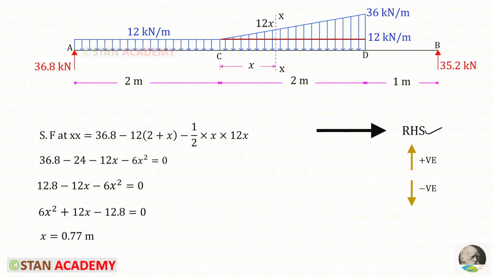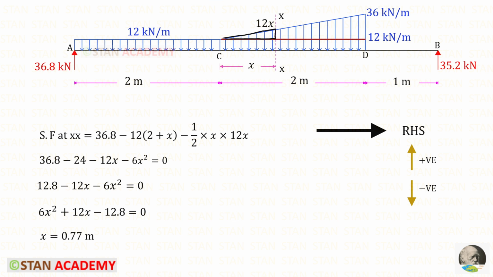Using the right hand side rule, let us find the shear force about the section. RA is acting upwards, so positive. The UDL is acting downwards, so it will be negative. And the area of the rectangle up to the section is 12 into 2 plus x. The UVL is also acting downwards, so it is also negative.